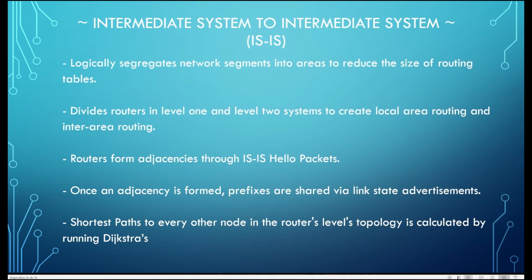So to understand Trill, you need to understand ISIS. This is a routing protocol that creates a link state database, which is a totalizing representation of the network topology based off of shortest paths between all of the different nodes in the network. It logically segregates network segments into areas to reduce the total size of the cache on each router. It divides it into level 1 and level 2 systems to create local area routing and inter-area routing. It forms adjacencies through hello packets, and once an adjacency is formed, all of the prefixes in the network are shared via link state advertisements. Shortest paths are calculated using Dijkstra's.